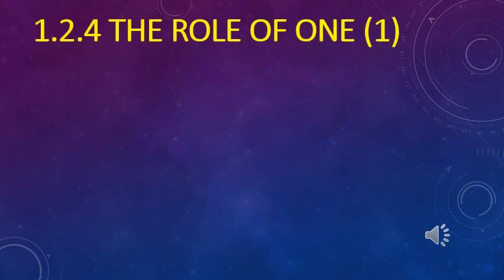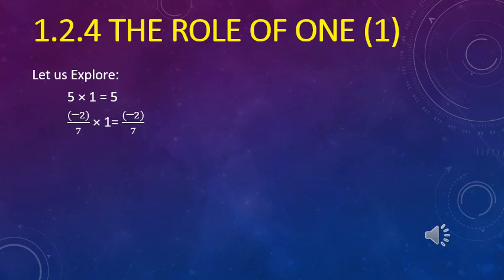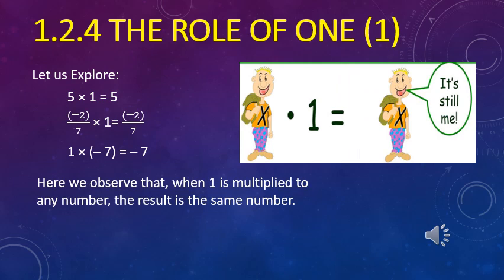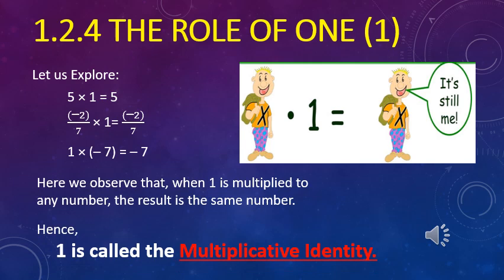The role of 1. Now let us explore the following example carefully. 5 into 1 is equal to 5. Minus 2 upon 7 into 1 is equal to minus 2 upon 7. 1 into minus 7 is equal to minus 7. Here we observe that when 1 is multiplied to any number, the result is the same number. Hence, 1 is called the multiplicative identity.